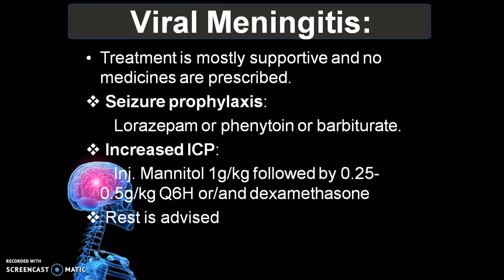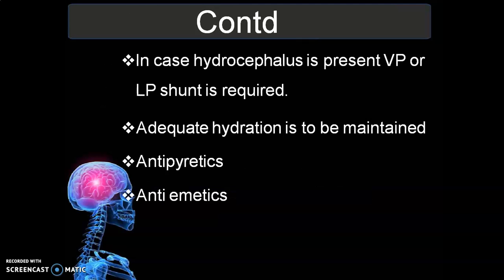In viral meningitis, treatment is more supportive and no medicines are prescribed. For seizure prophylaxis, we have to give lorazepam or phenytoin and barbiturates. And if the patient has increased intracranial pressure, then we have to give mannitol, that is 1 gram per kg, followed by 0.25 to 0.5 gram per kg, 6 hourly, and dexamethasone, rest is advised. In case hydrocephalus is present, then an LP shunt or ventricular shunt is required, and adequate hydration is to be maintained.